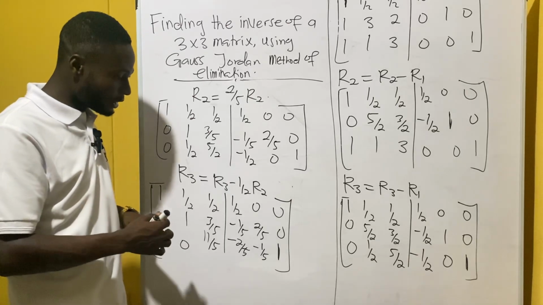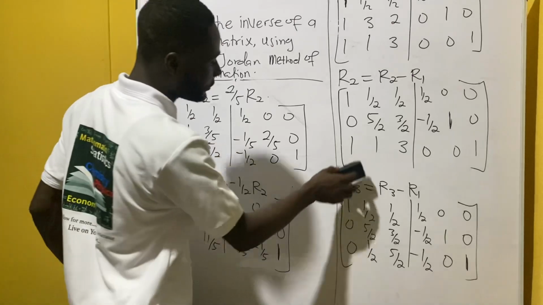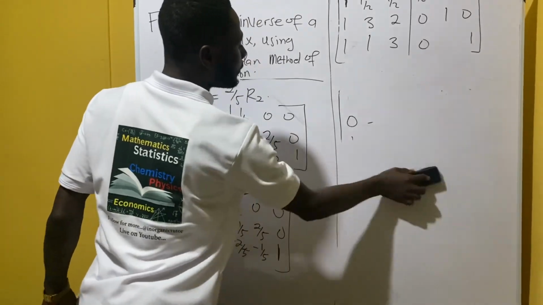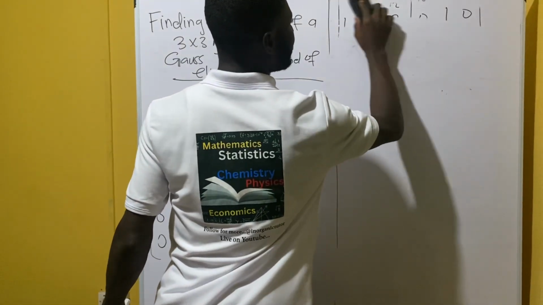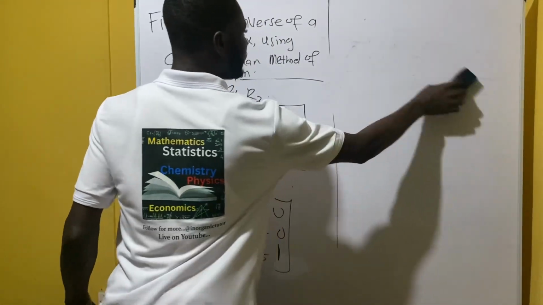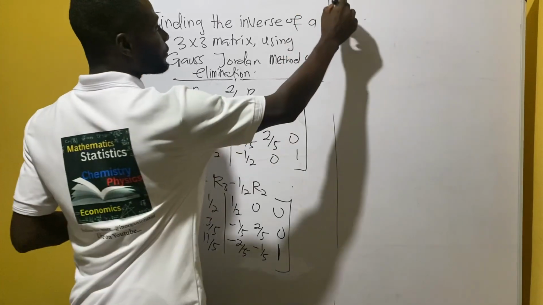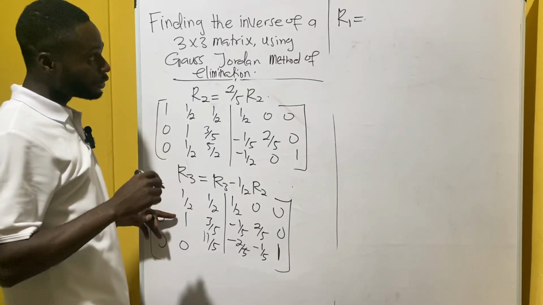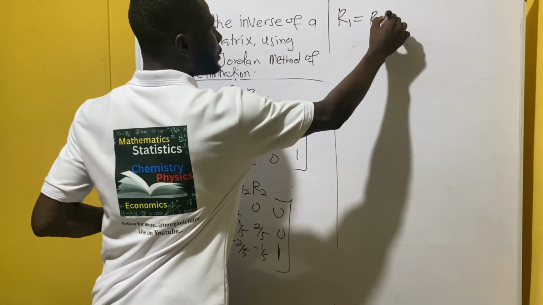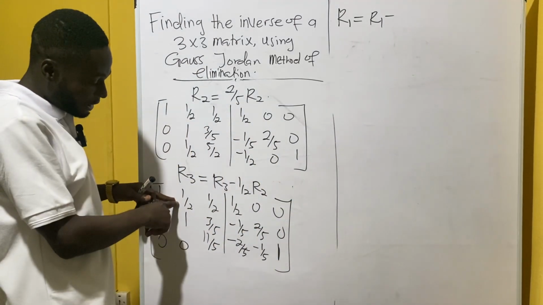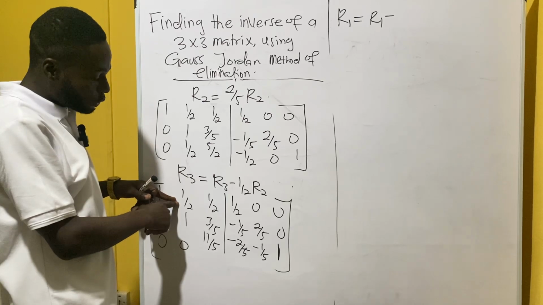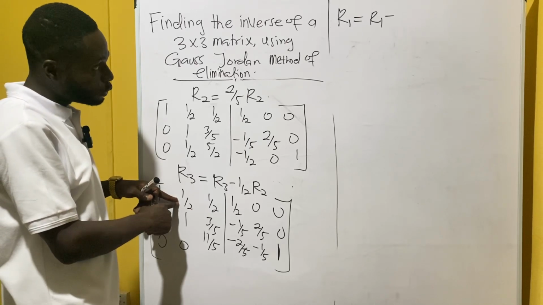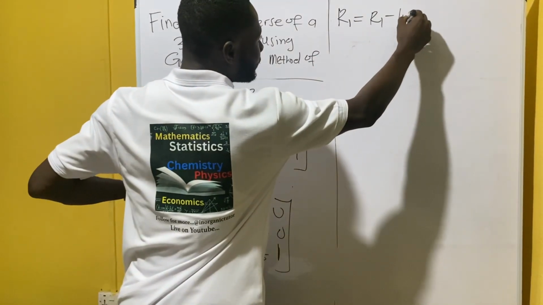So that we are going to say that let's move up. So we are going to say that row 1 should be equal to row 1 minus, we are interested in eliminating this, right? So we are using row 2 to do that. So row 1 should be equal to row 1 minus half row 2, right? So half row 2.